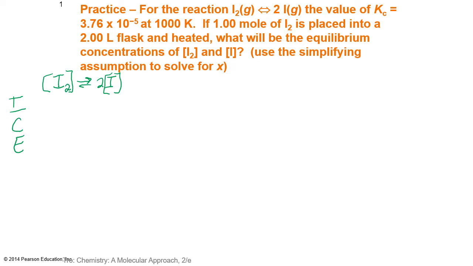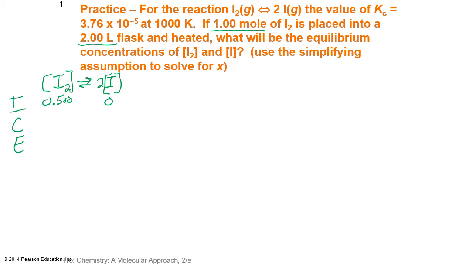So it tells us in the problem that we have 1 mole of I2 placed into a 2-liter flask. So 1 mole divided by 2 liters gives us a molarity of 0.5, 1 divided by 2. Because we're starting with just starting materials, the I is going to have a concentration of 0.